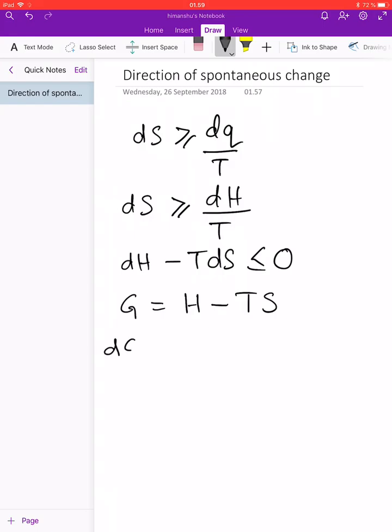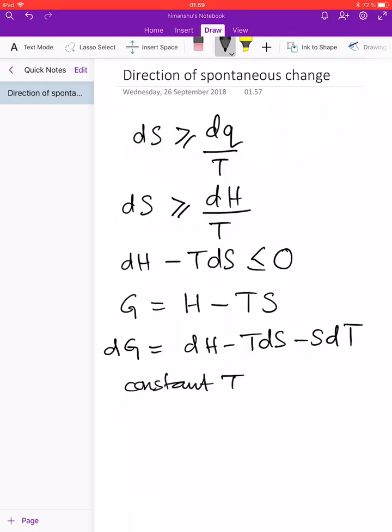A differential change in the Gibbs free energy can be written as dH minus TdS minus SdT. Now if the process is also occurring at constant temperature, then this term SdT falls to 0 because dT is 0, and the equation becomes dG equals dH minus TdS.